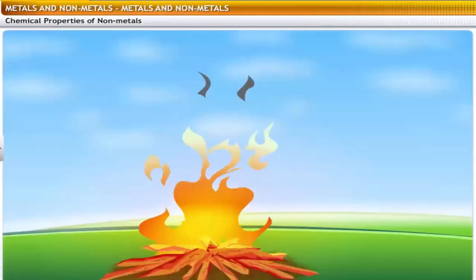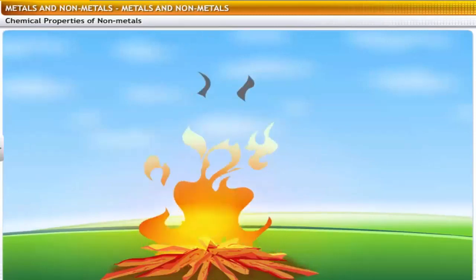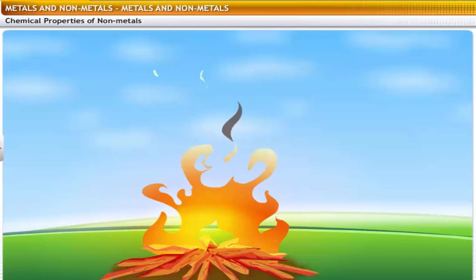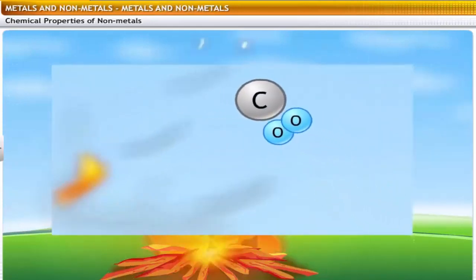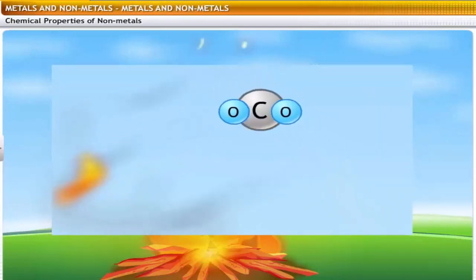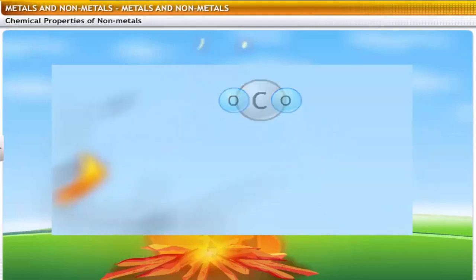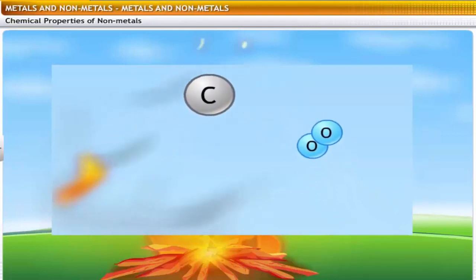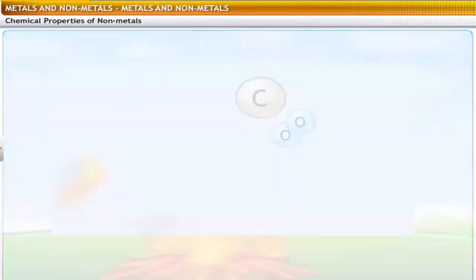When you make a bonfire, the wood burns to release smoke. The burning of wood involves a chemical reaction called oxidation. The carbon in the wood reacts with atmospheric oxygen to form carbon dioxide. The carbon dioxide is released in the form of smoke. Let's look at the chemical properties of non-metals in general to understand their behavior with other elements.